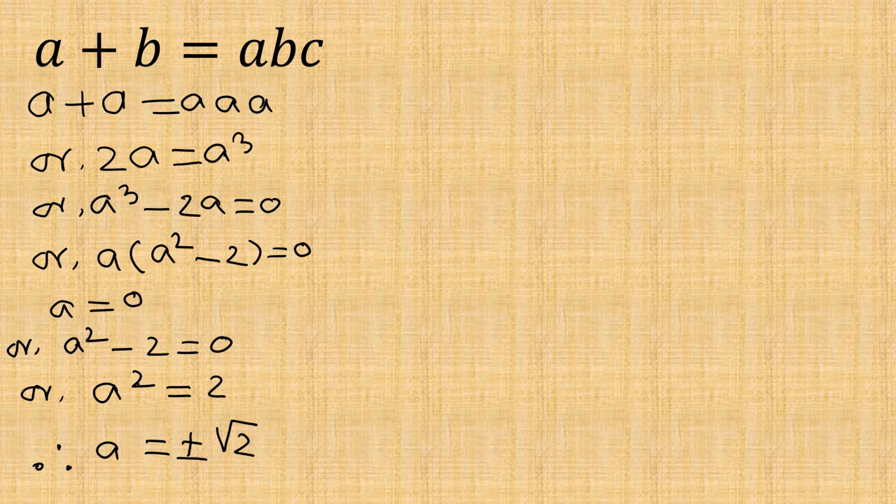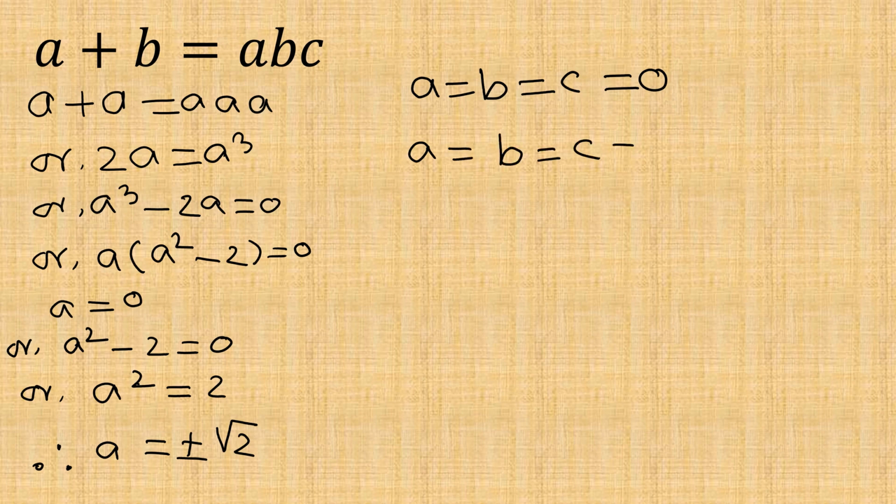Since A is equal to B equal to C, so we get the three sets of values here. A equal to B is equal to C is equal to 0. This is one set of values. Or A equal to B is equal to C is equal to root 2, and A is equal to B is equal to C is equal to minus root 2. These are the three sets of values. I hope you understand the system of solutions.